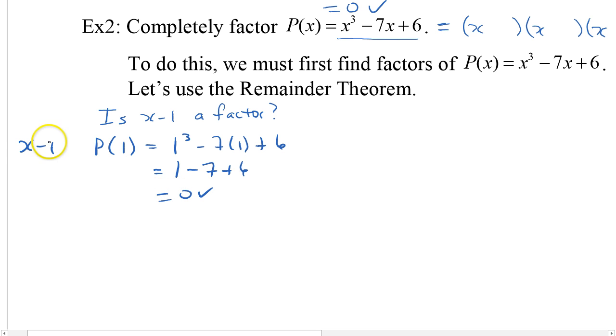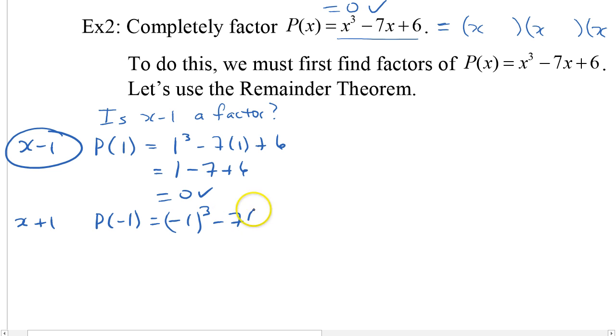So we have an x minus 1. Now, how about x plus 1? My a value is -1. So p of -1 is equal to -1 cubed minus 7 times -1 plus 6. Now if I have a negative to an odd power, or odd exponent, then it's still negative.